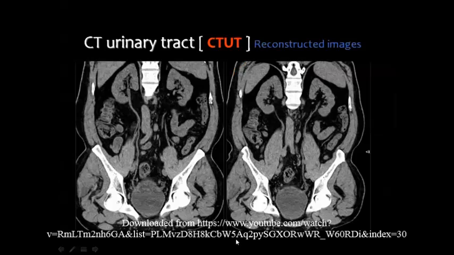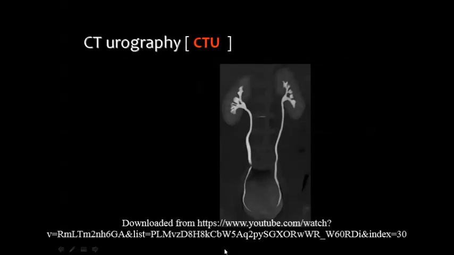And whenever you ask for this examination, which is CT-UT, you should ensure that you have these reconstructed images because they are extremely valuable in the diagnosis. Then if you inject the contrast material, you can use the CT scan to perform this image, which is known as CTU, which is the abbreviation of CT urography.